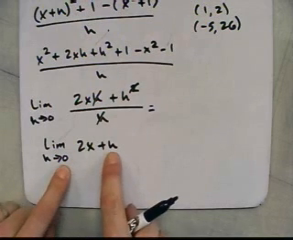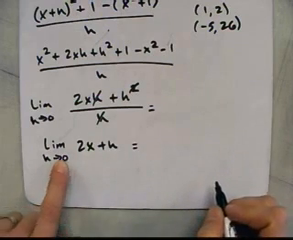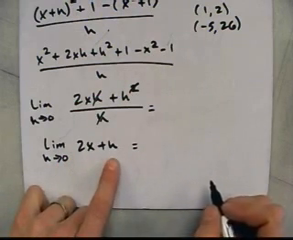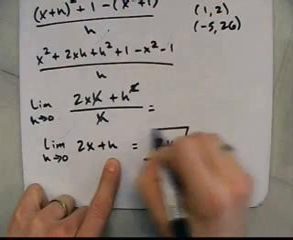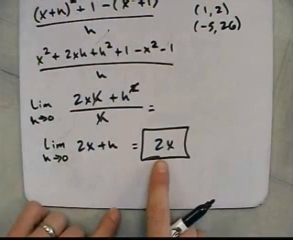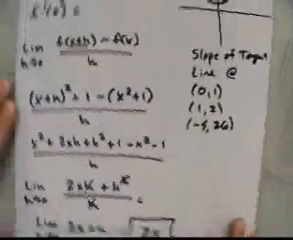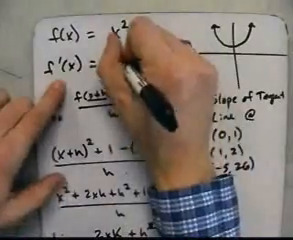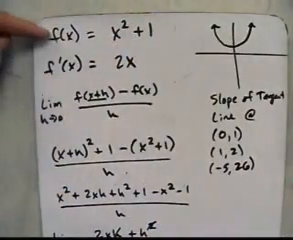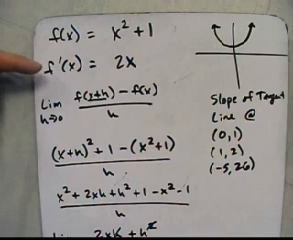As h goes to 0, I just plug in a 0 now, and there's nothing stopping me from doing direct substitution. So what's left over if I plug in a 0 for h right here? 2x. So 2x right there, that is your derivative. That is what I call your slope generator. This equation right here generates slope for you at any point on the graph. So my derivative function is this guy right here, 2x. That's my original function, and that's the derivative of the function. This is a slope generator.